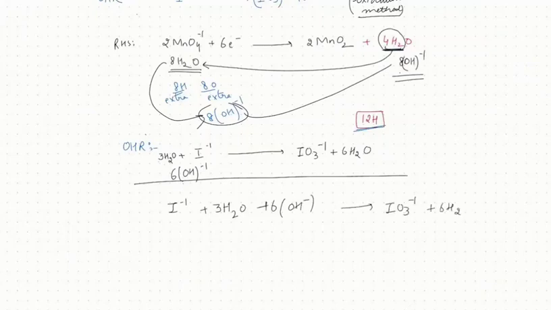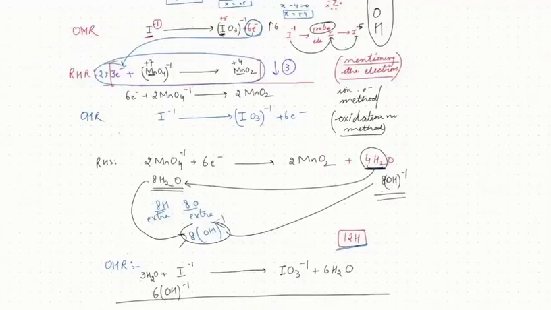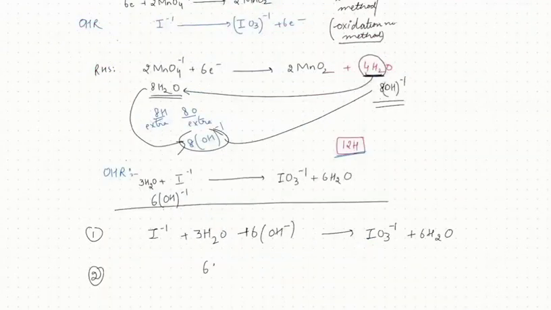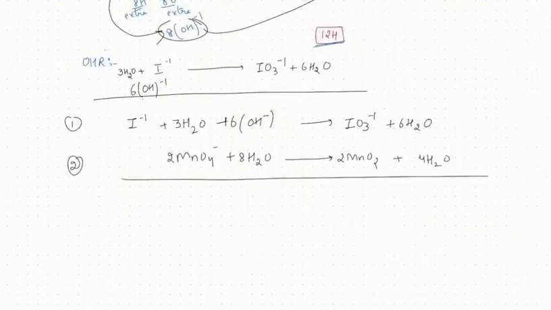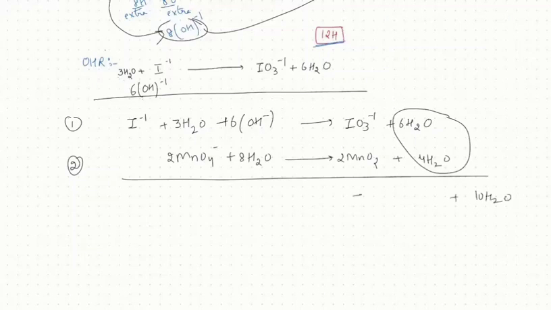Plus 6H2O. Are you understanding? Yes. Second part is what? 6. It is going to be MnO4 negative. 2 MnO4 negative plus 8H2O gives you 2 MnO2 plus 4H2O. You understand? Now when you add up these two equations, on the right side you have 10H2O, you have IO3 negative, and you have 2 MnO2.